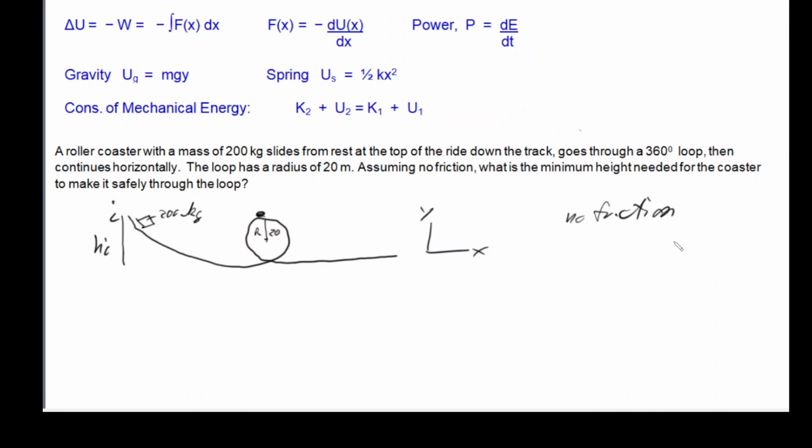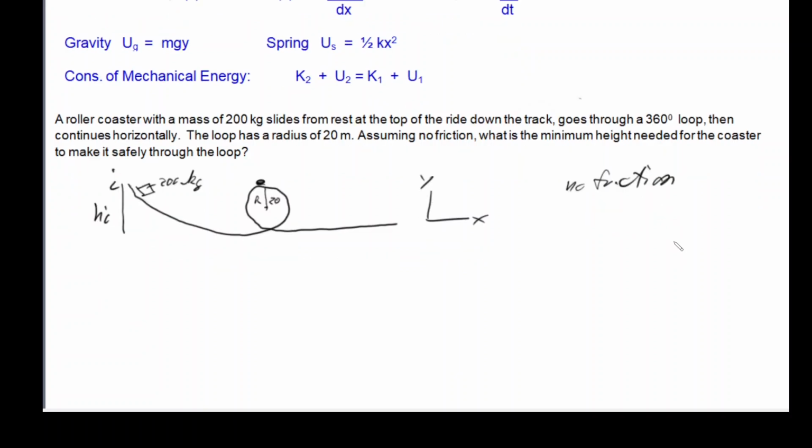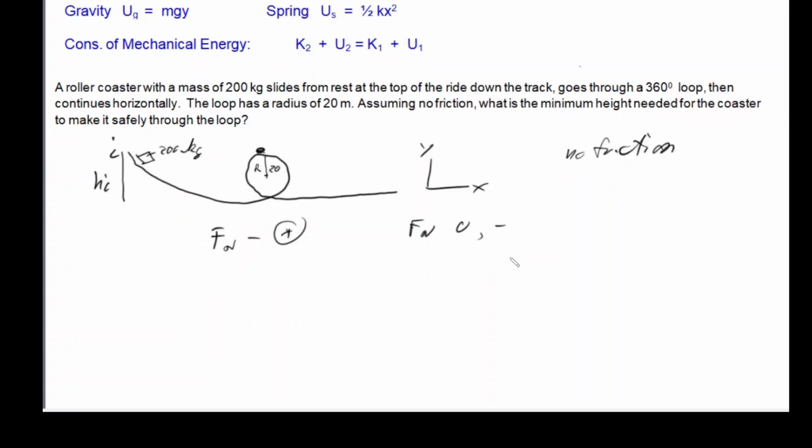So for the coaster to make it around the loop safely, that actually means that the normal force has to be positive. That means that the coaster is in contact with the track. If the normal force was 0 or negative, that means that the coaster had no contact with the track and it could fall off. So we need the normal force to be greater than 0.